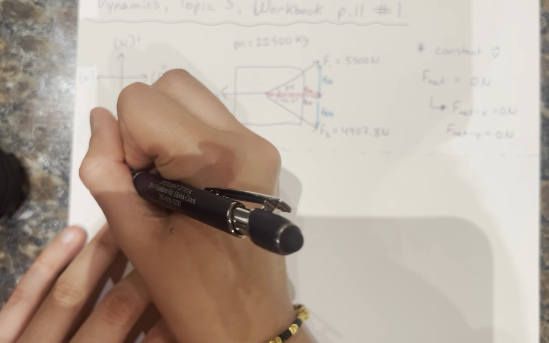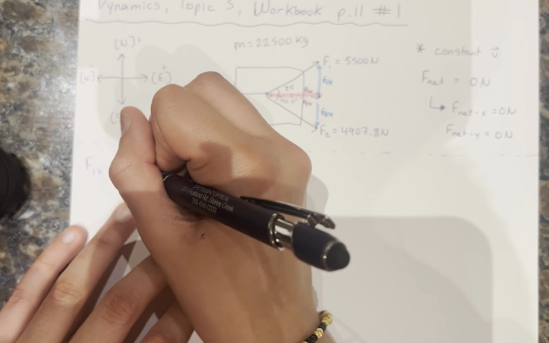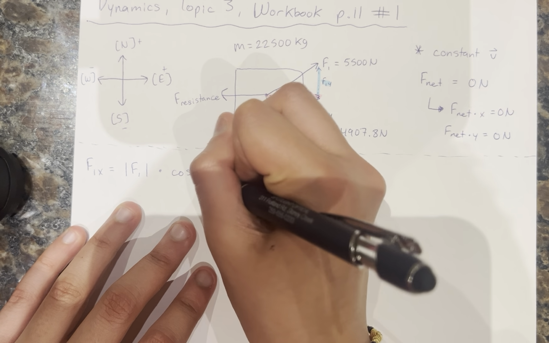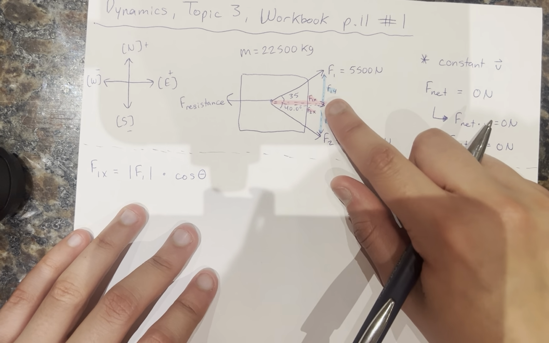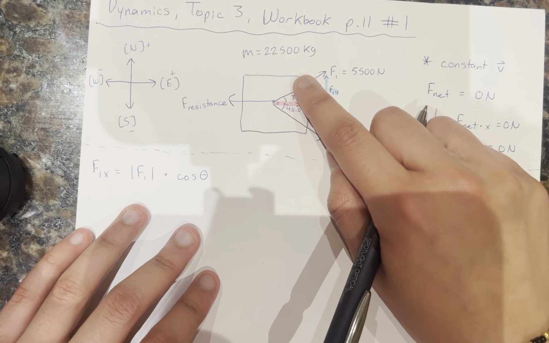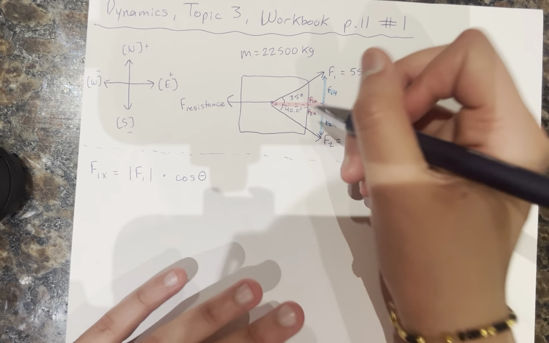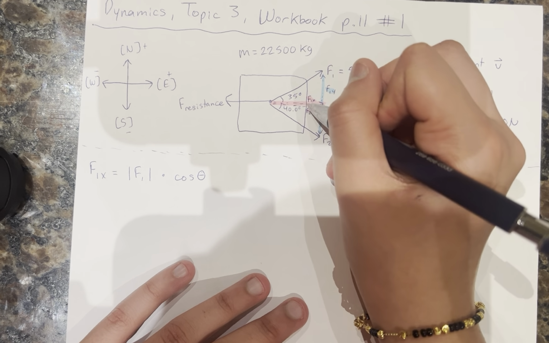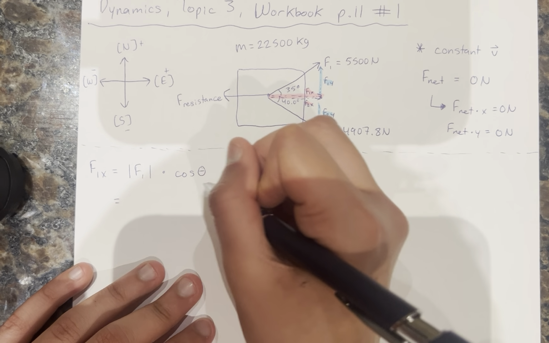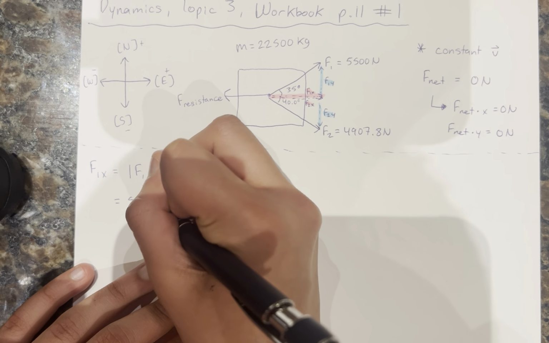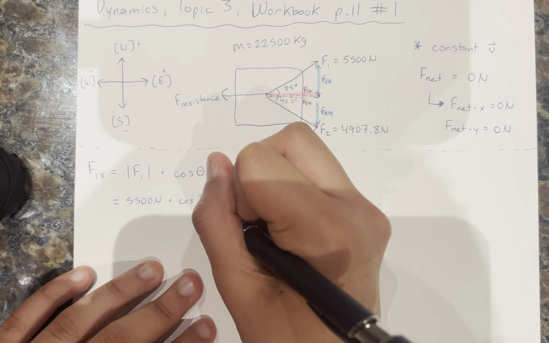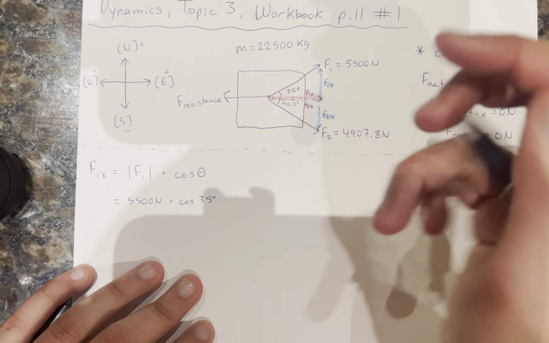We can start by finding F1x, which is going to be the magnitude of F1 times cos of the angle, and we know that we're using cos because of SOHCAHTOA. If you see here, adjacent over hypotenuse, and we're trying to find the adjacent side. So we know to use cos, and then we just have to sub in our values here. So 5,500 newtons times cos of 35 degrees because it's F1.